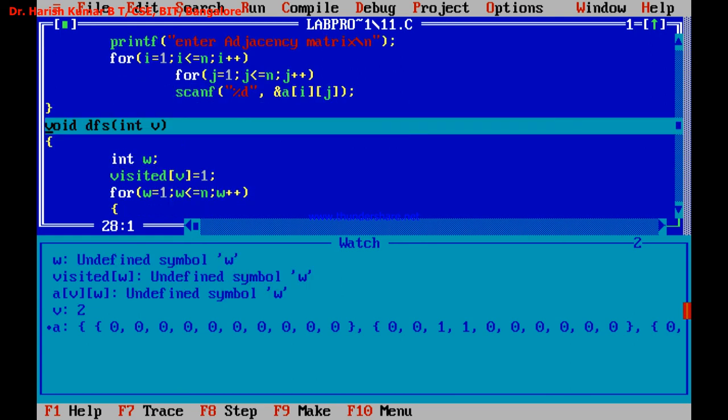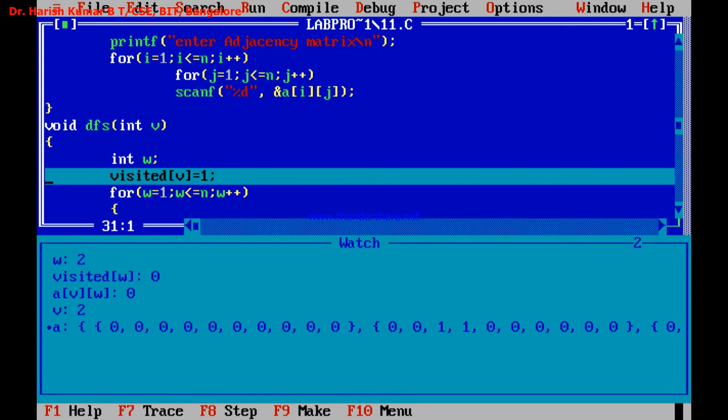Okay, so we are back to the DFS, and the V value right now is 2. The W value is copied, so V is 2 right now. So V is 2, W is 2, and again visited of V. Yeah, I forgot to put the visited of V also. Let me add visited of V also.